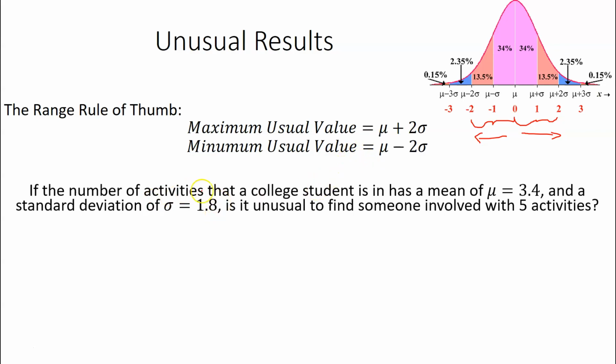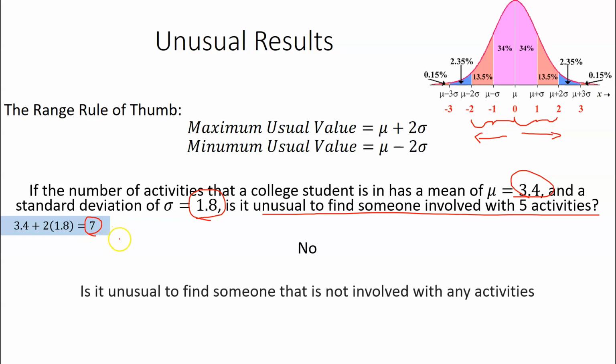If I wanted to do that with the college students, so again, the mean was 3.4, standard deviation was 1.8, so I'd go 3.4 plus twice this to get to the high end, 3.4 minus twice this to get to the low end, and that's what I've got here. Oh, sorry, I didn't even read my own question. I was asking if it was unusual for someone to be involved in 5 activities. No, you could go all the way up to 7 activities before it would be considered unusual.